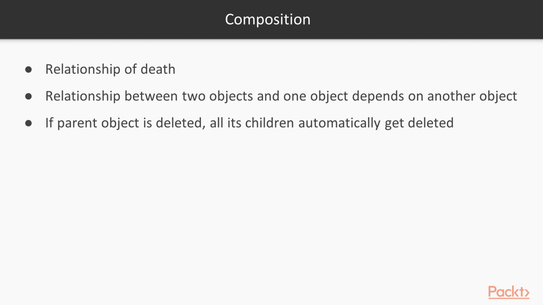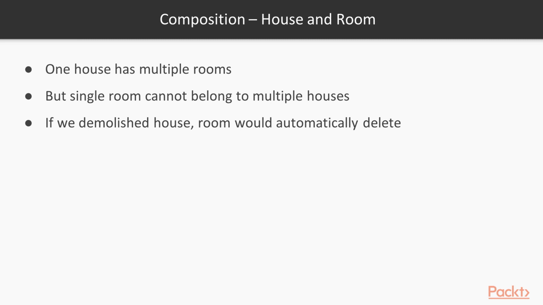Composition is a relationship of depth that represents the relationship between two objects, and one object depends on another object. If the parent object is deleted, all its children automatically get deleted. For example, a house and a room. One house has multiple rooms, but a single room cannot belong to multiple houses. If we demolish the house, the room would automatically delete.